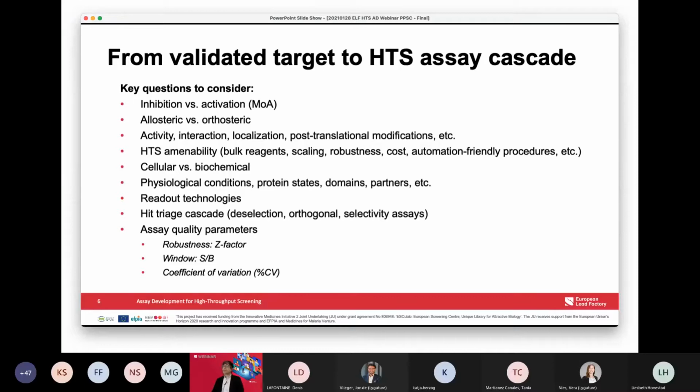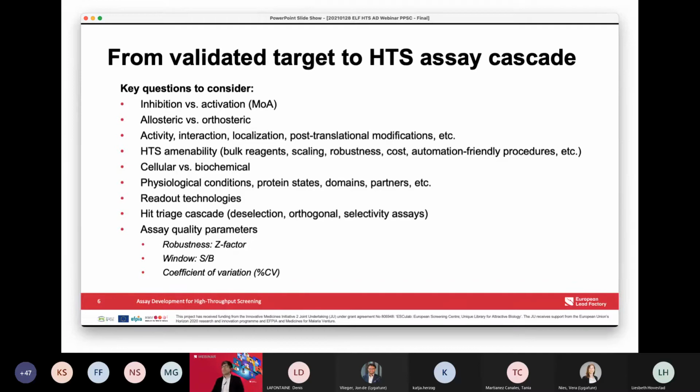Also, the next question is what kind of readouts are available. One needs to think about the costs of those reagents, and it's very important to also think about hit triage cascades. In order to find compounds that are validated, hit triage cascades contain deselection, orthogonal, and selectivity assays, and also biophysical assays.